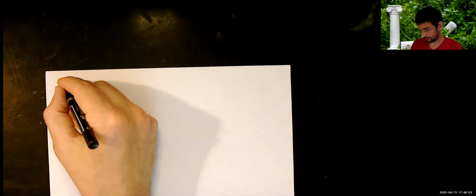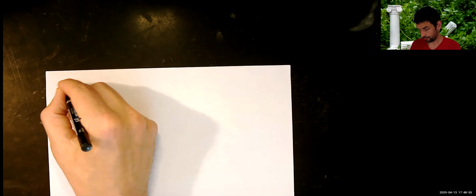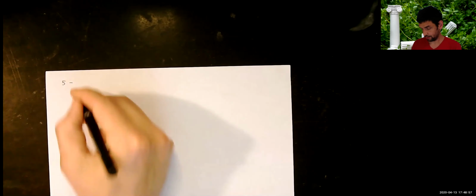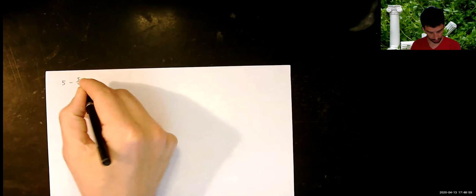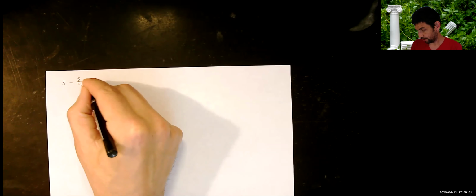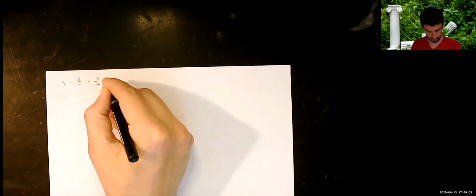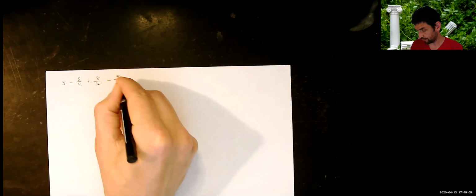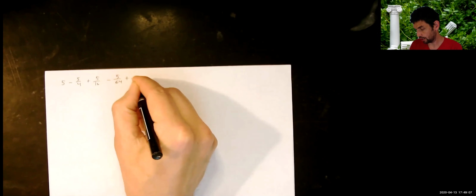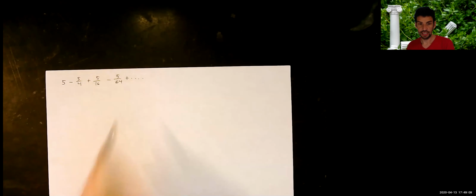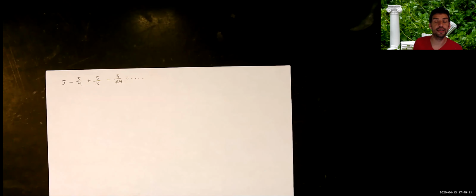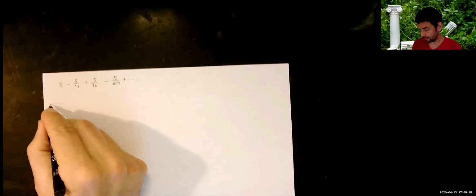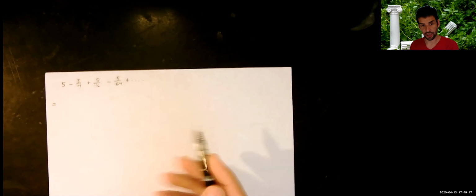So let's look at the following series: 5 minus 5/4 plus 5/16 minus 5 over 64, and on and on and on. Let's see if we can figure out a way to sum this series. So I'm going to rewrite this. I'm going to notice a couple of things.